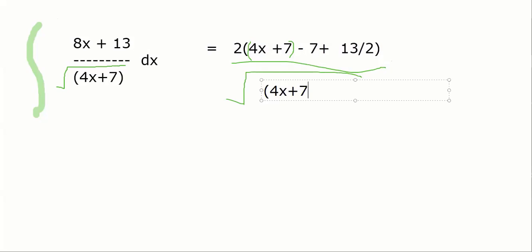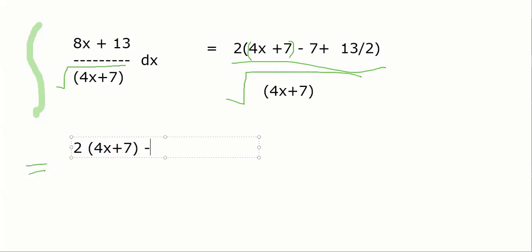4x plus 7. So what to do next, Jayasuriya? Minus 7 plus 13 by 2 gives us minus 1 by 2. Okay, so we'll write again still in the form of numerator only. So 2, then 4x plus 7 in the bracket. Correct? Yes, sir. And this 2 is for everything, right? Yes, sir. 2 into minus 1 by 2.